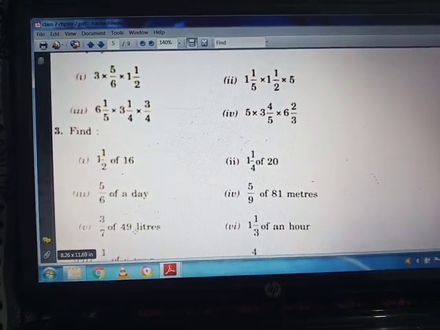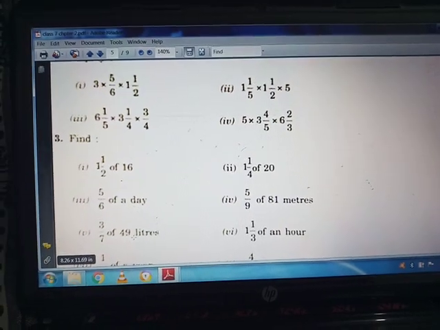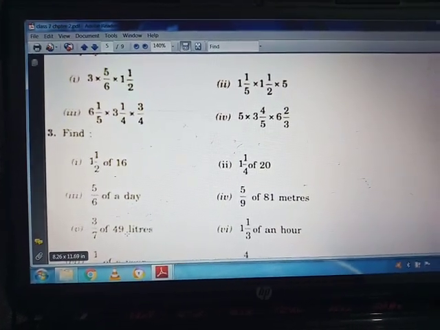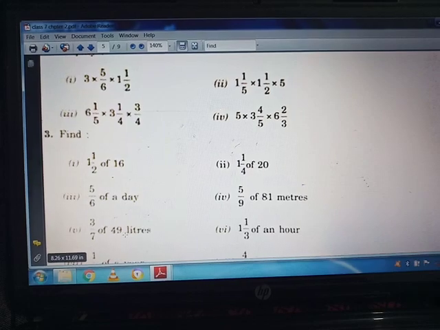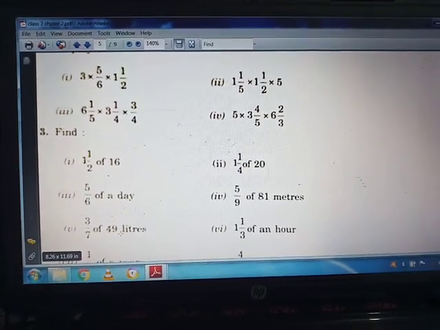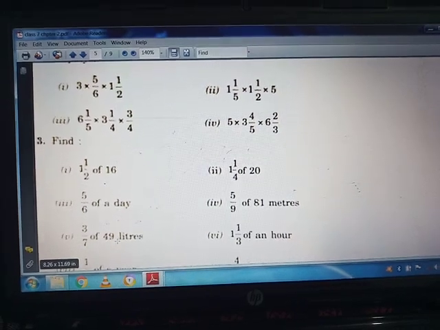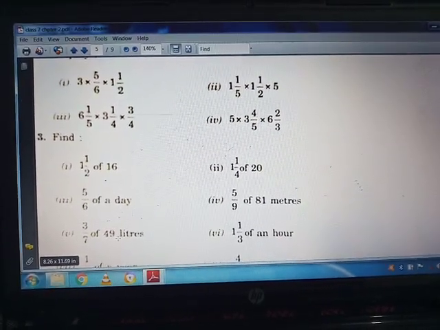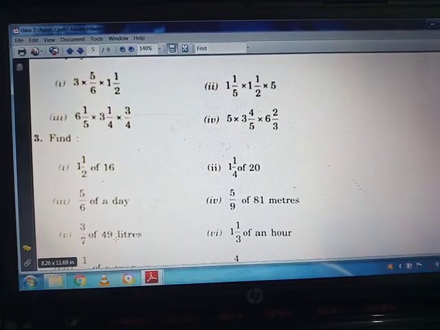Now we will discuss question number 3. Find: the first part is 1 whole 1/2 of 16. First of all, we should convert the mixed fraction into an improper fraction. Then afterwards we will solve these questions. We will see the first part of this, that is 1 whole 1/2 of 16.